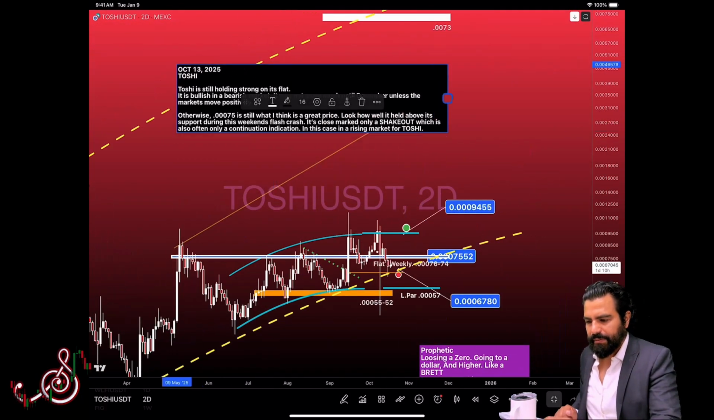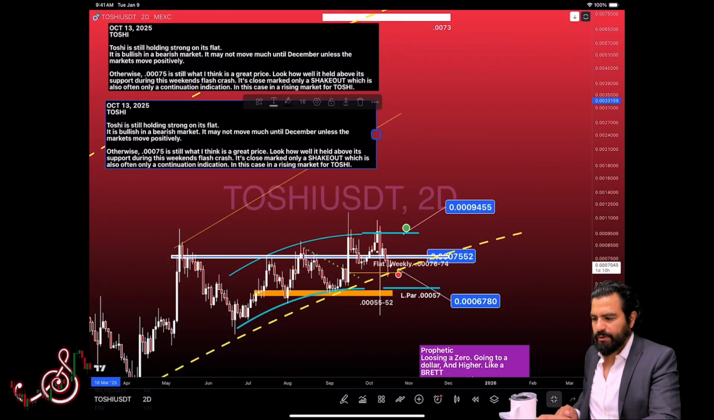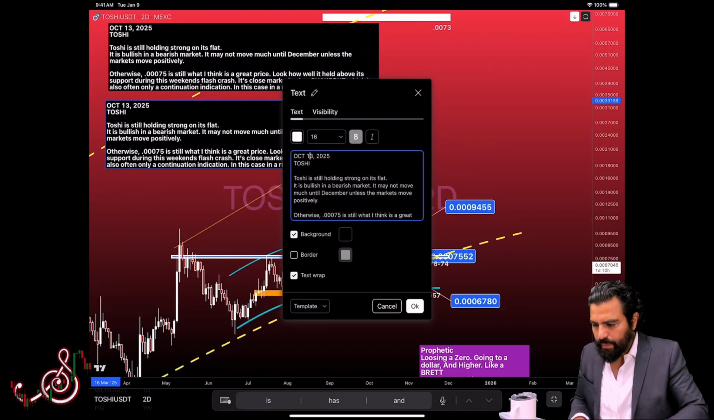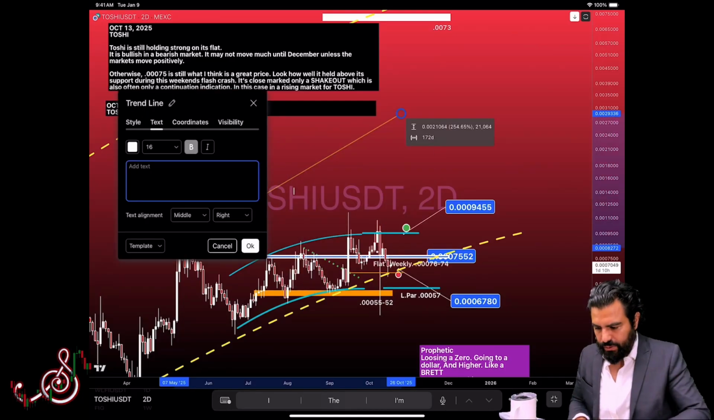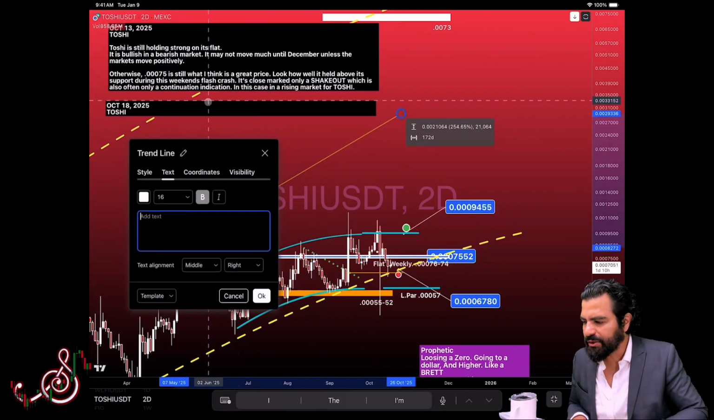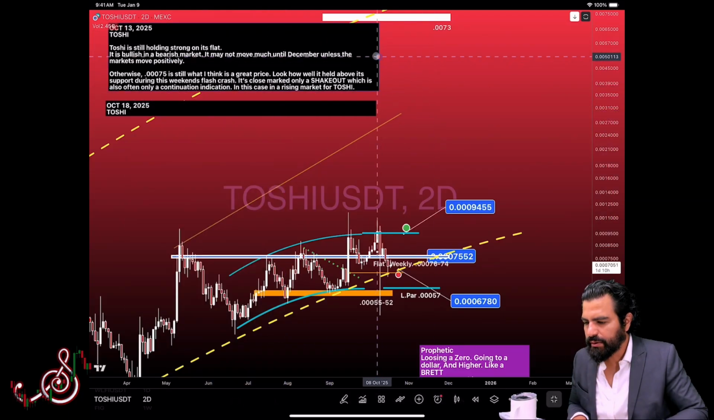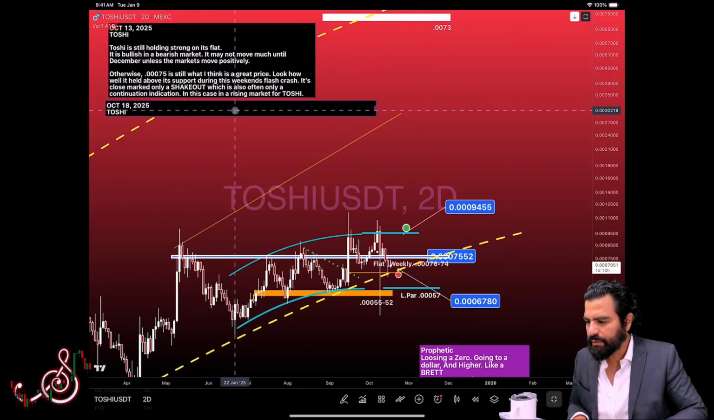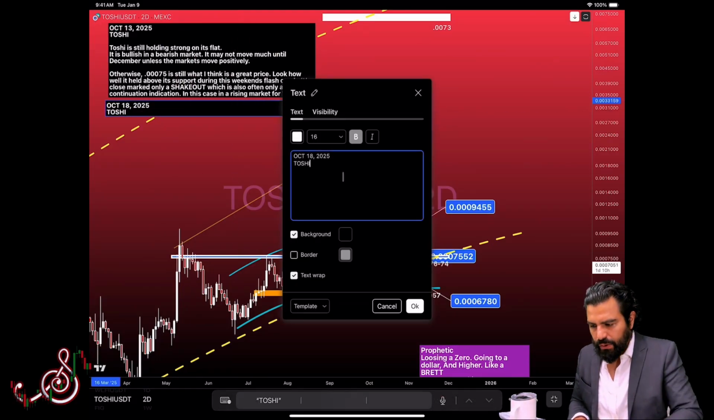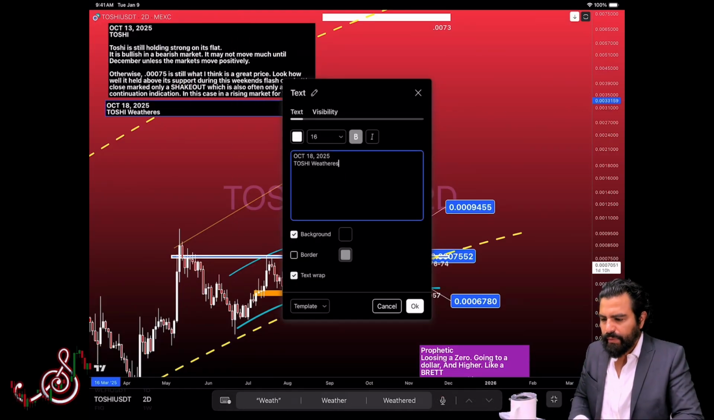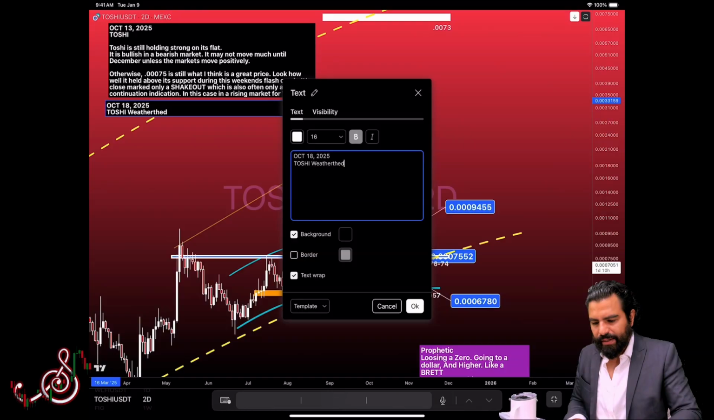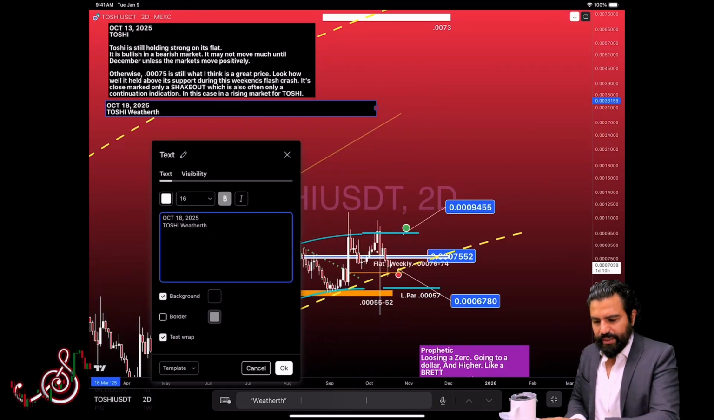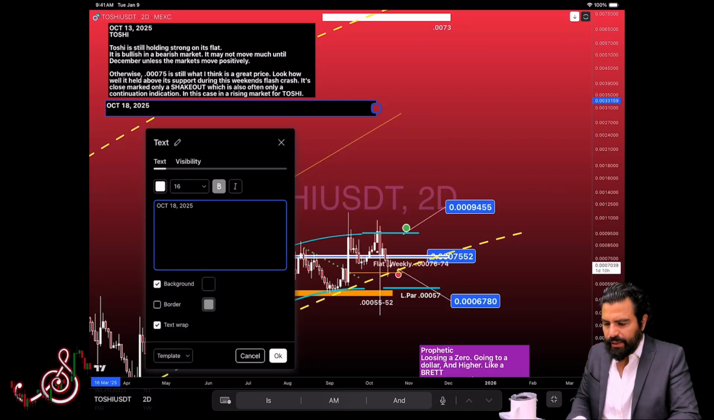Let me write this. October 18th, 2025. Toshi's still holding strong. I'm not looking for the flat. Was it holding strong on the flat on the weekly chart? Yeah. Okay, here Toshi weathered. We already talked about that, right? That's October 13th. I don't really need to say much more about this than I've already said this weekend, except for the oscillation between the blue areas.